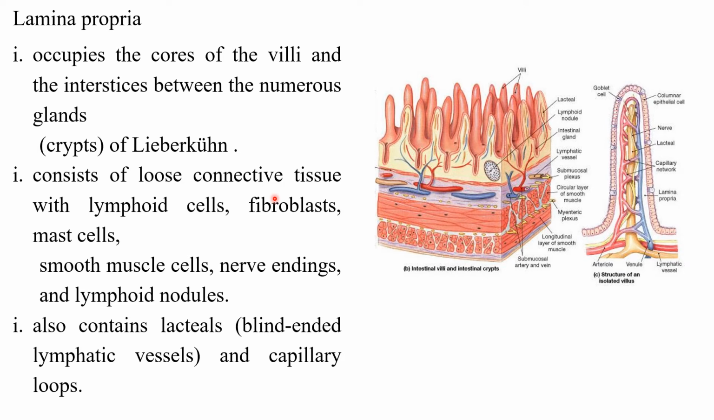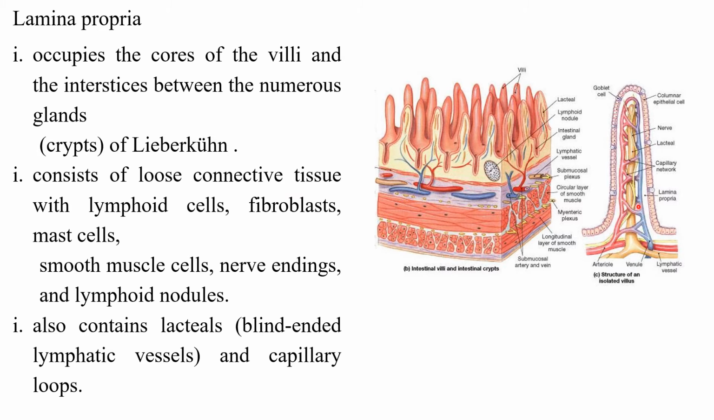The next part in the mucosa of the small intestine is the lamina propria. This lamina propria occupies the core of the villi and the interstices between the numerous glands called crypts of Lieberkuhn.